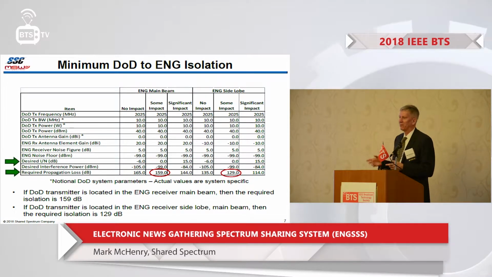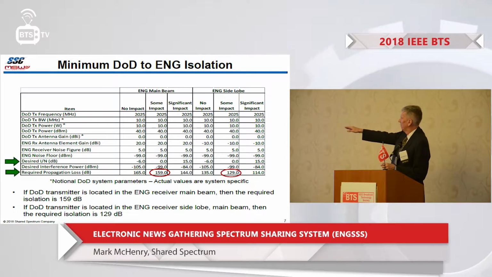So here are some numbers and engineering ease. Maybe it's not worth going through every line here, but the purpose of this chart is: how many dB away does the DoD system have to be from the ENG? That's really what matters. If they're 500 dB away, you can't cause any interference. If they're 50 dB away, you've got real problems. So the question is, what is that separation required?